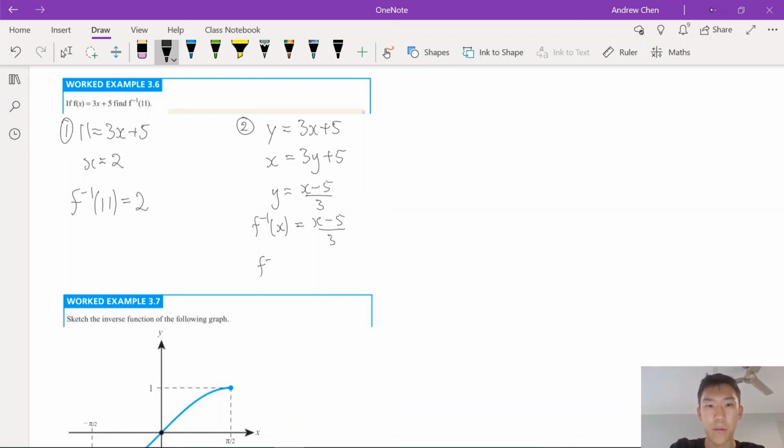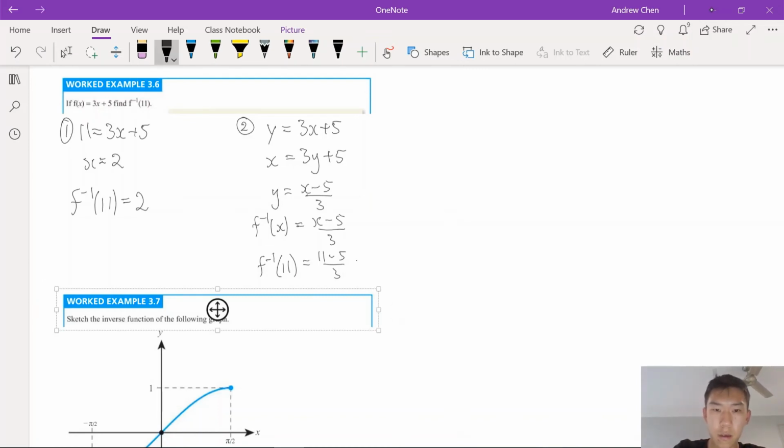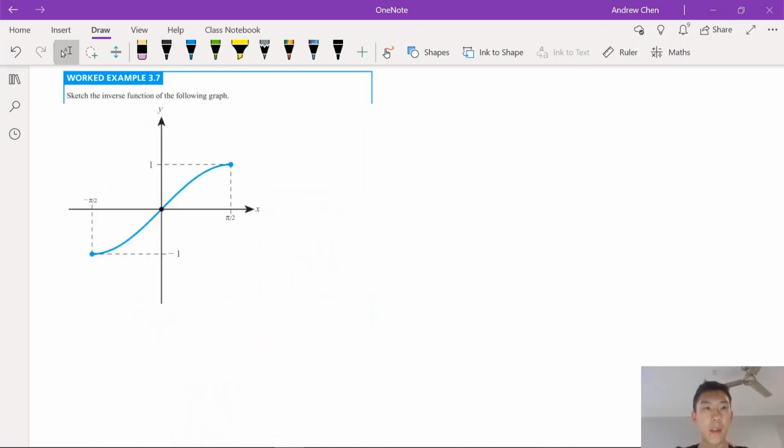All right, you probably prefer the first method already. So the inverse, when it's 11, then we have 11 take 5 on 3, which is 6 on 3, which is how we get 2. So the second method does have its purposes, but later we'll find it useful when we're actually just trying to find the inverse function. So for now, probably just stick to method 1.